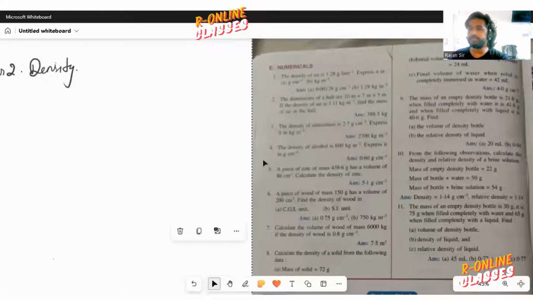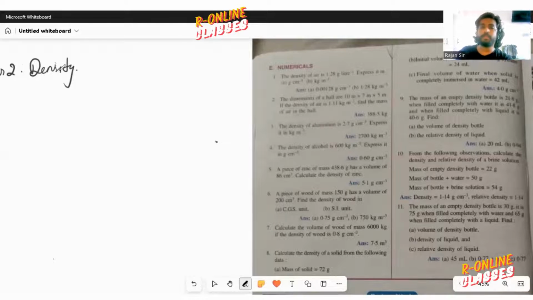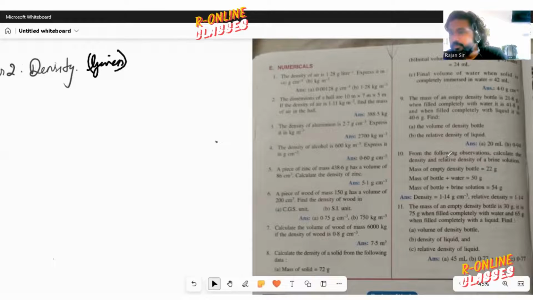Now the 10th question. Again, a similar type. Let's go for this one. Now, given. So I'm writing given over this one. Let's read it. From the following observation, calculate the density and relative density of a brine solution. A brine solution is basically water plus salt. Please remember, just general knowledge.